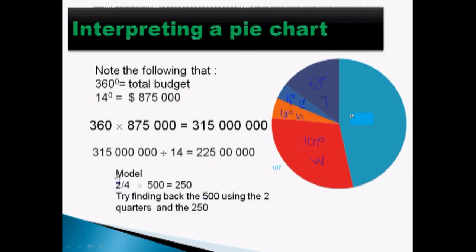Now here's another model that we could use. Now we have 2/4 times 500, which is equal to 250. Now try finding back the 500 using the 2 quarters and the 250. And I showed an example before. So that is a method that you can use to help you when you're given a situation like this to solve. Alright, let's continue now.